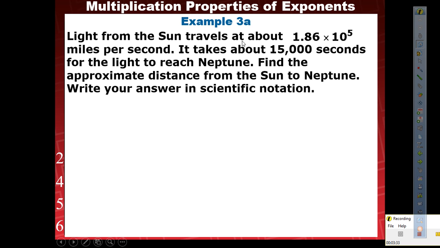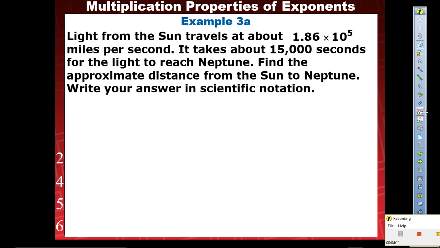Light from the sun travels at about 1.86 times 10 to the 5th miles per second. It takes about 15,000 seconds for the light to reach Neptune. Find the approximate distance from the sun to Neptune. Write your answer in scientific notation. Copy that, and then I'll go over the first steps, and you'll finish it off. Go.